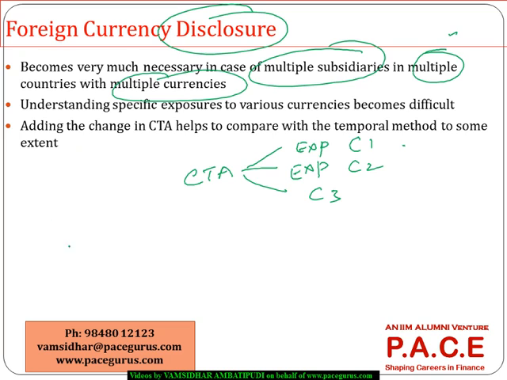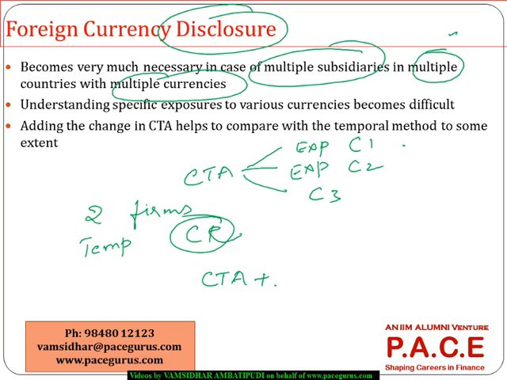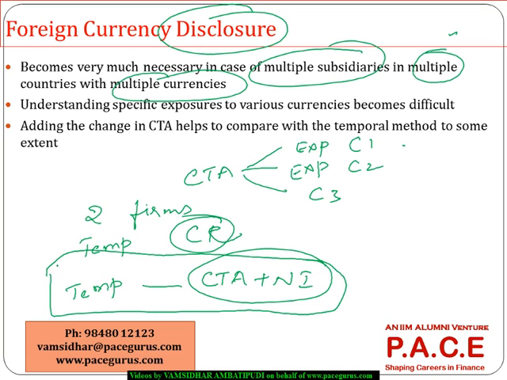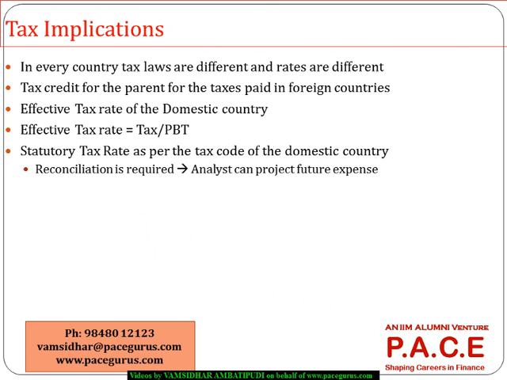But at least if an analyst is comparing two firms, one following the temporal method and the other following the current rate method, at least these two can be compared on the same lines by adding the CTA that got generated. You add it to the net income and compare with the net income generated with the temporal method, so that to some extent the comparisons can be more or less apt. That is one thing that the analyst can do.